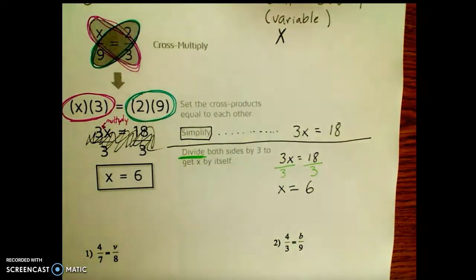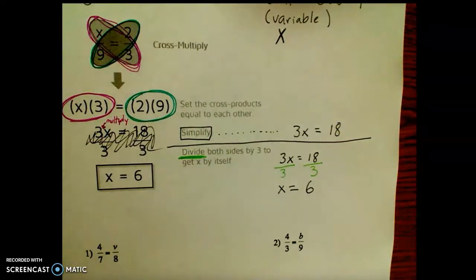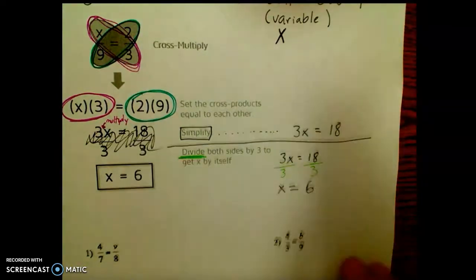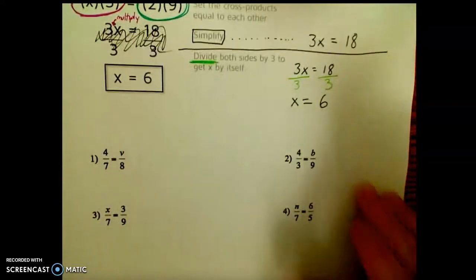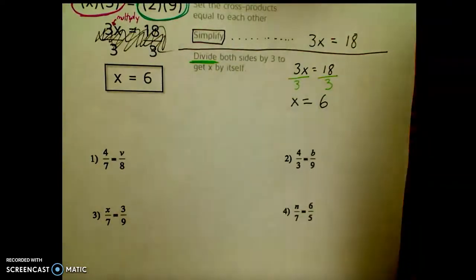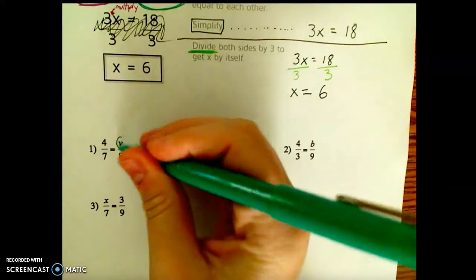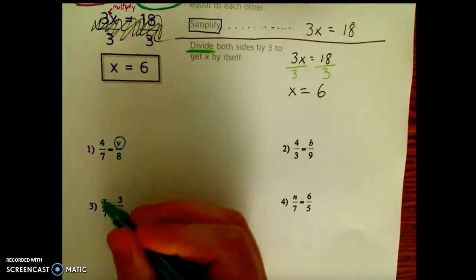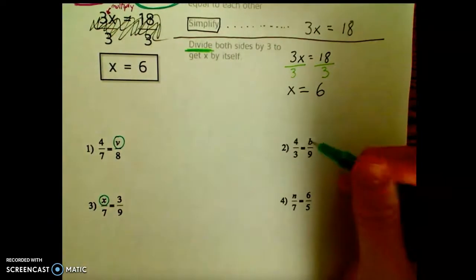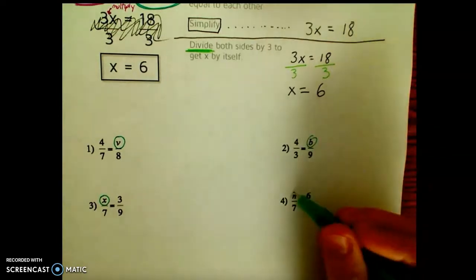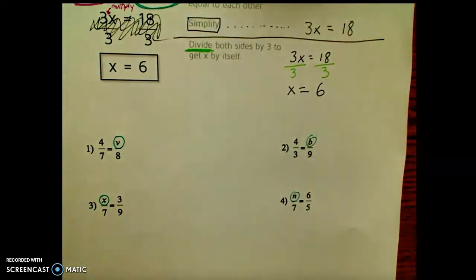My favorite thing about this form is that we can use this no matter where the variable is. Look at these problems right here. We've got a variable right here. We've got a variable right here. We've got a variable over here and a variable right there. Doesn't matter. We're going to use the exact same cross multiplication every single time to find the answer. Let's do a few together.